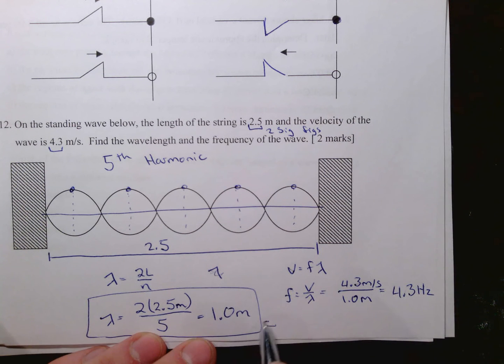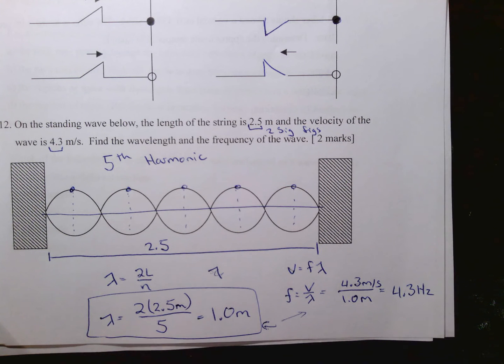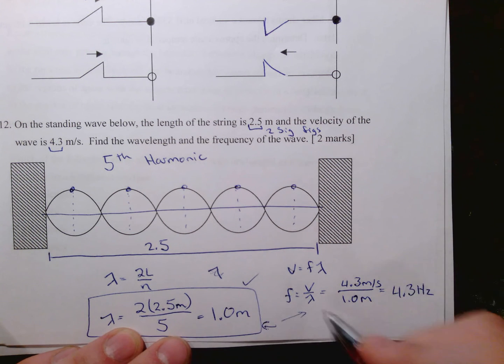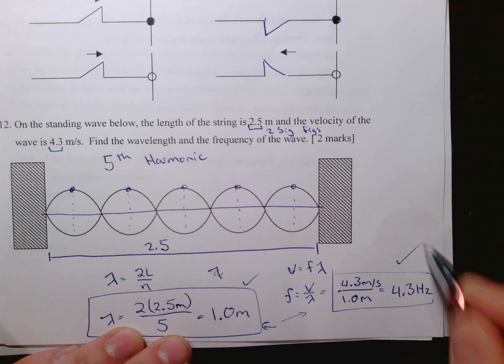If you made a mistake here and you calculated the wrong number and you used that incorrect answer to find frequency, you should still get the marks for frequency if you used the right equation and did the right calculations given the wrong number. So there was 1 mark here for the wavelength and 1 mark here for the frequency.